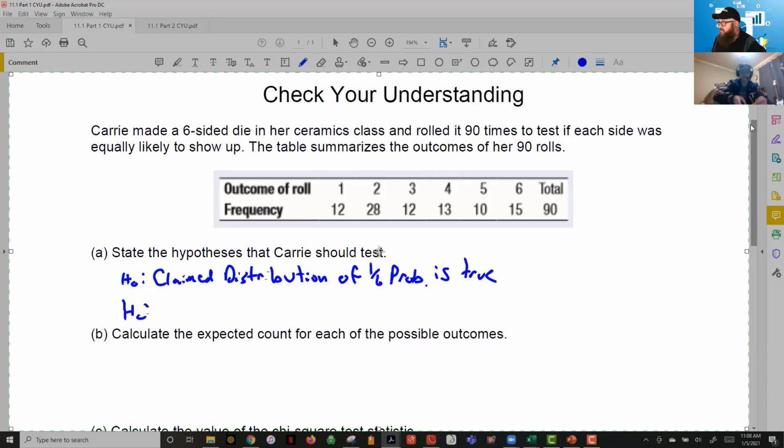The alternative would simply be that the claimed distribution is not true. In other words, the alternative hypothesis is that it's an unfair die. That's the big setup to take away when you're doing a goodness of fit test on this.